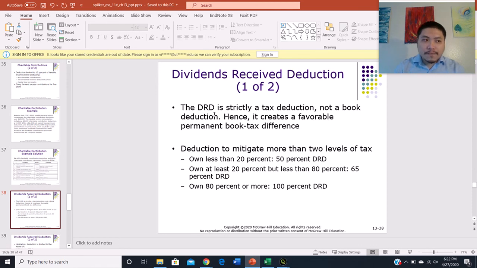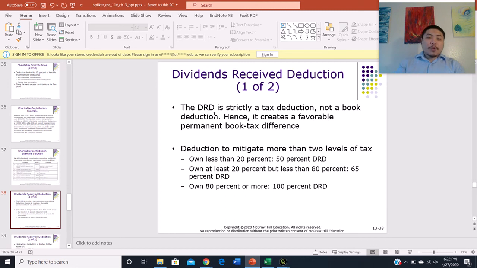All right. So we already learned from last time the percentages of the dividend received deduction. If corporation A owns less than 20% of corporation B, then corporation A can exclude 50% of the dividends they receive from corporation B, and only pays tax on the other 50%. If corporation A owns at least 20% but less than 80%, so anywhere between 20% and 80% of corporation B, then corporation A can exclude 65% of the dividend, so only pays tax on 35% of the dividend received from corporation B.